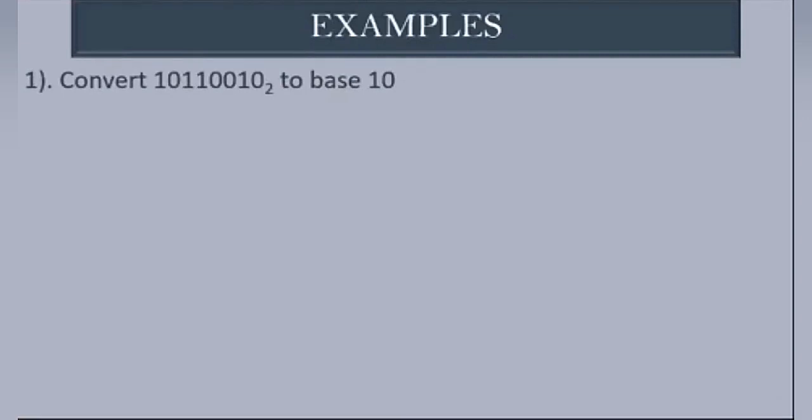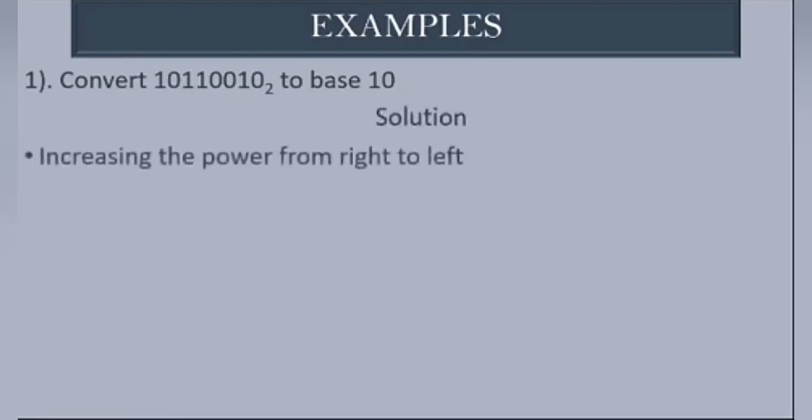Let's convert 10110010 in base 2 to base 10. As earlier said, the first thing will be to multiply each digit by the base. In this case, the base is 2. And then we'll be increasing our power from right to left.